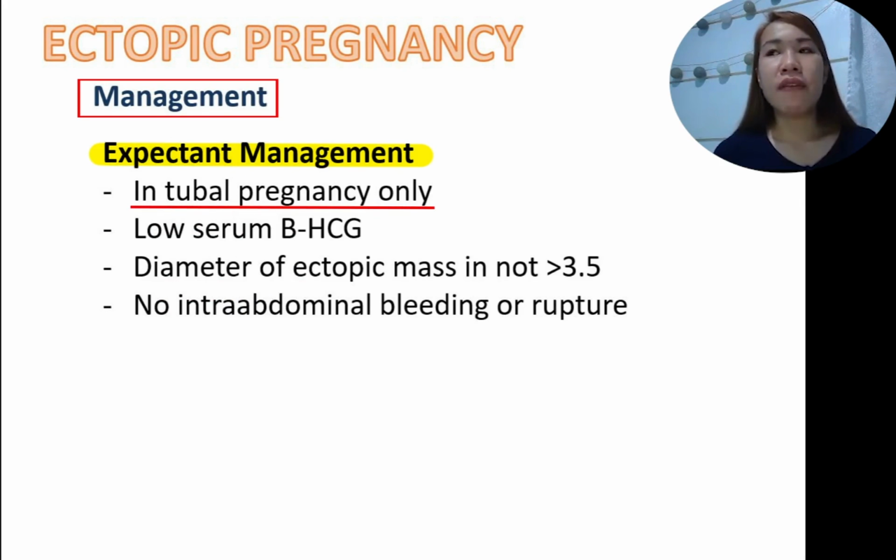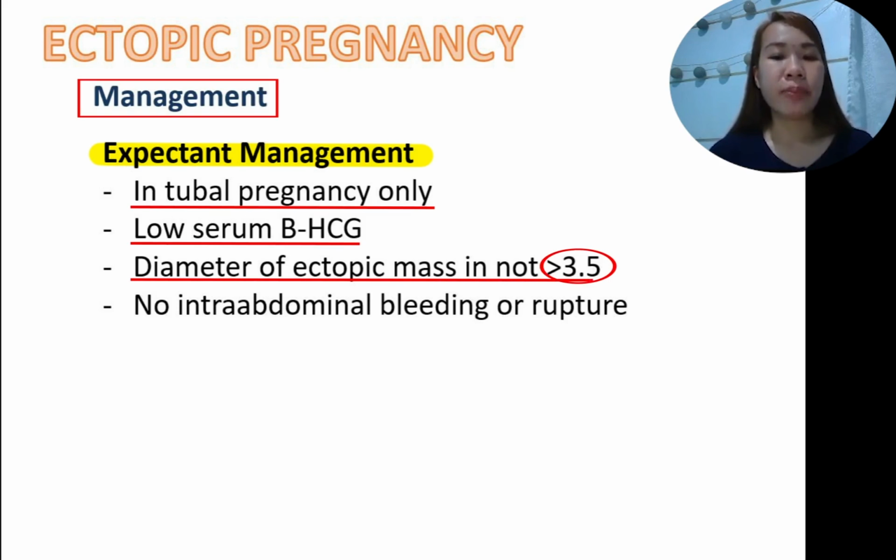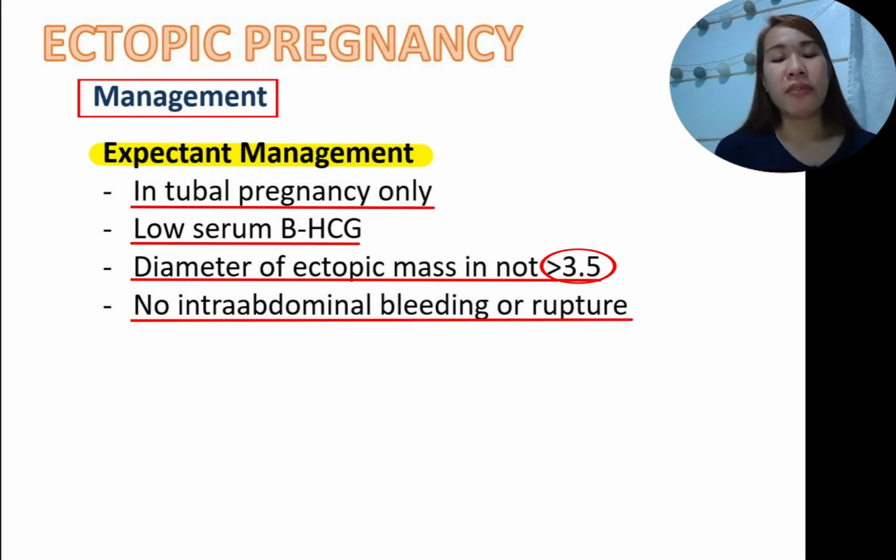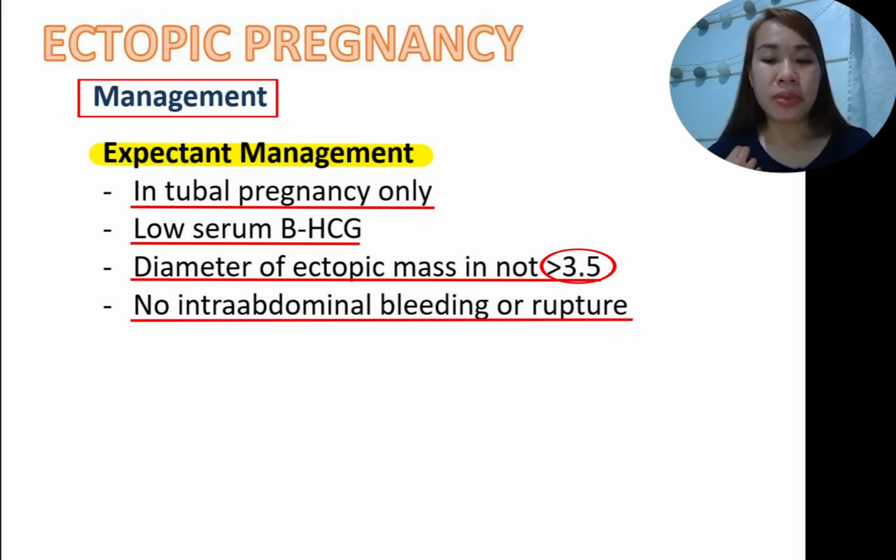For example, if you have ovarian pregnancy or cervical pregnancy or abdominal pregnancy, this expectant management cannot be done, or medical management. So if there is only low serum beta HCG, or the diameter of the ectopic mass is not greater than 3.5, and there is no intra-abdominal hemorrhage or rupture. As I've mentioned earlier, if there is already an intra-abdominal bleeding or rupture, then surgical management should be done already.